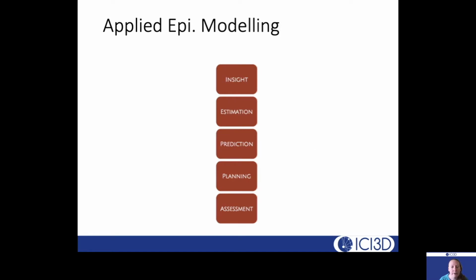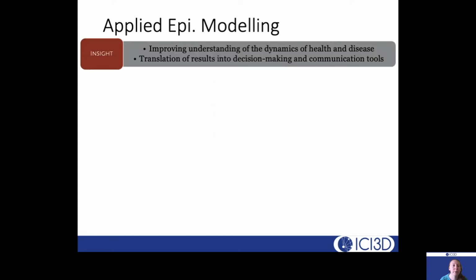These are 5 main uses of epidemiological modeling that we use within the context of public health. And I will summarize these as insight, estimation, prediction, planning, and assessment. Under insight, I'm including both aspects that improve the understanding of the underlying dynamics of disease and health, as well as translation of results into decision-making and communication tools.